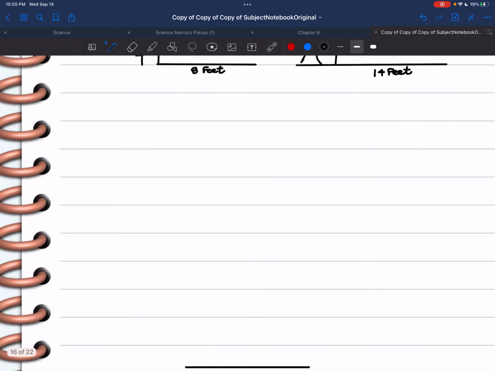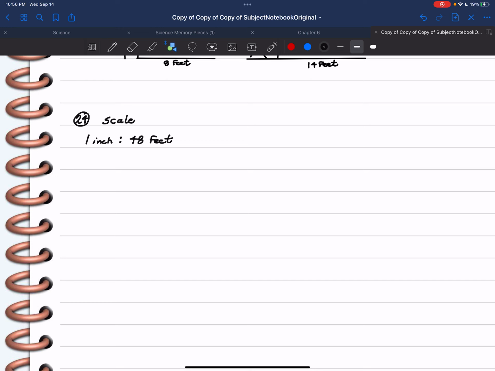Number 24. The scale factor of a drawing of a building is 1 inch is 48 feet. So the scale is 1 inch to 48 feet. A drawing of the side of the building. This is a drawing. This is a model, not the actual building. I'm going to draw the actual building. Let's stand him right here, and then we'll draw the model for that building.